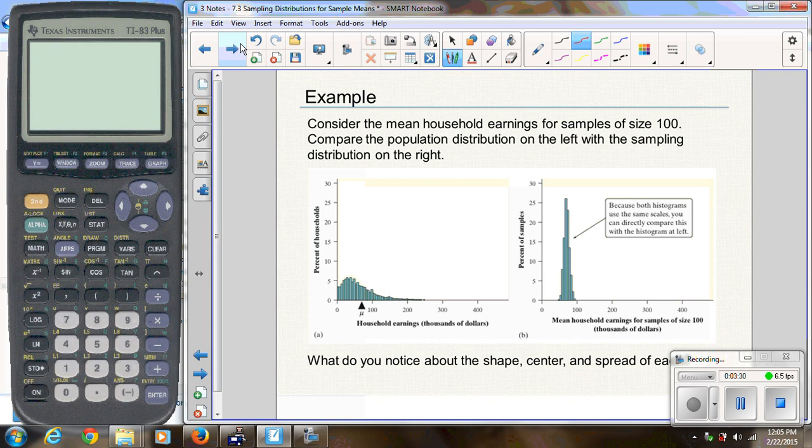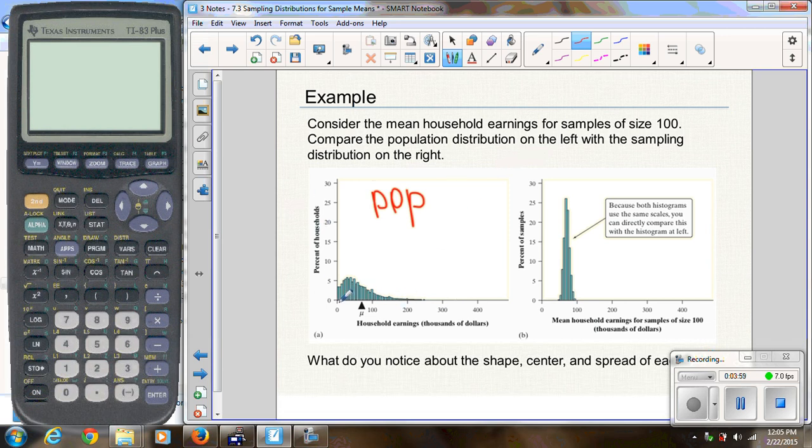All right, we've seen some examples like this already with the proportion, but if we were to consider the population of household or mean household earnings, so if I were to look at this graph over here represents a population. And it doesn't tell us what population this is, if it's a certain city or if it's the United States or whatever, but this graph right here, this histogram, gives us the population distribution.